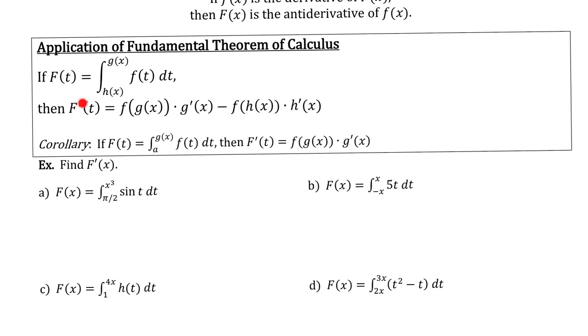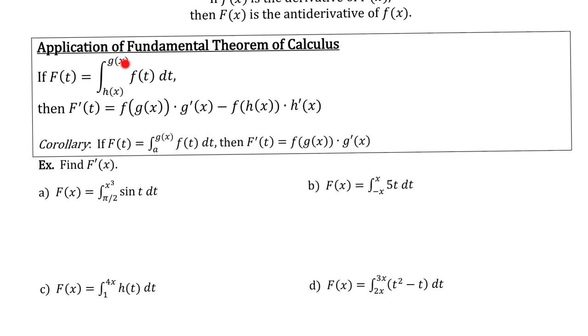Then F prime of t, so I want to take the derivative of this function right here. I know derivatives and integrals are inverses of each other, so they should cancel out. But I'm not plugging in an a and an x here. I'm plugging in these weird functions. So when I take the derivative, I need to respect the fact that I'm actually plugging in a function. So the derivative of the integral should kind of cancel this out.